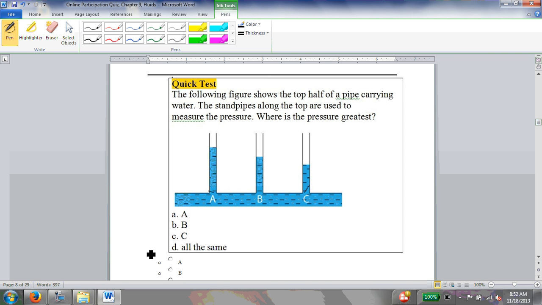The following figure shows the top half of a pipe carrying water. The standpipes are used to measure the pressure. So if you have this open pipe, you can measure the pressure just based on the height of the column that's in it. Remember, this works like a manometer. We use rho g h. And so the one with the bigger height has the bigger pressure. So this has a big pressure, this has a smaller pressure, and this has a little bitty pressure because of the varying heights in the standpipes. So the pressure is greatest at point A.